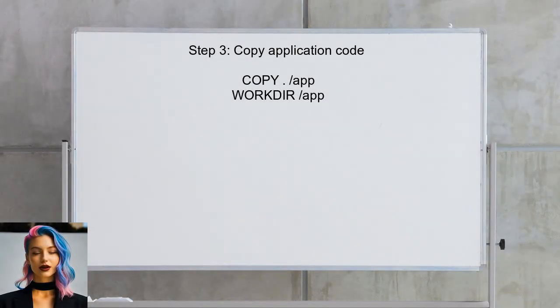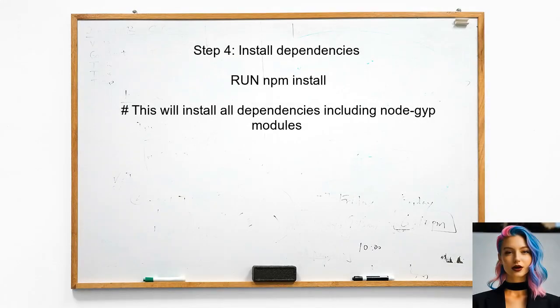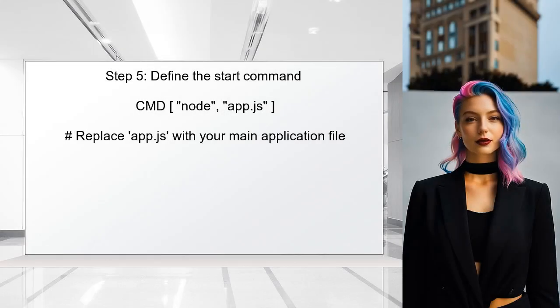After setting up the build tools, the user should copy their application code into the Docker image. This is done using the COPY command in the Dockerfile. Now the user can install the application dependencies, including those that require Node-gyp. This is done by running npm install in the Dockerfile. Finally, the user should specify the command to run their application when the container starts. This is typically done using the CMD command in the Dockerfile.